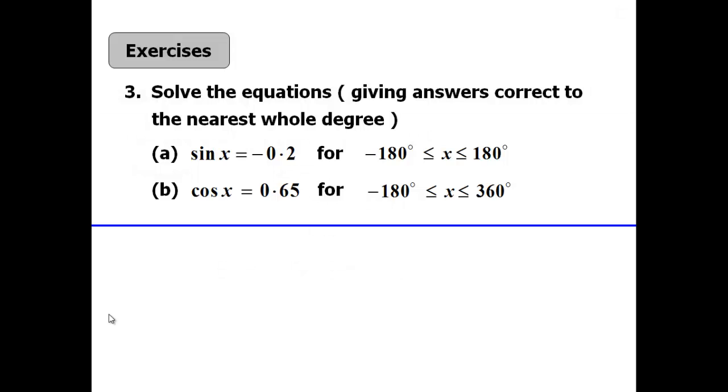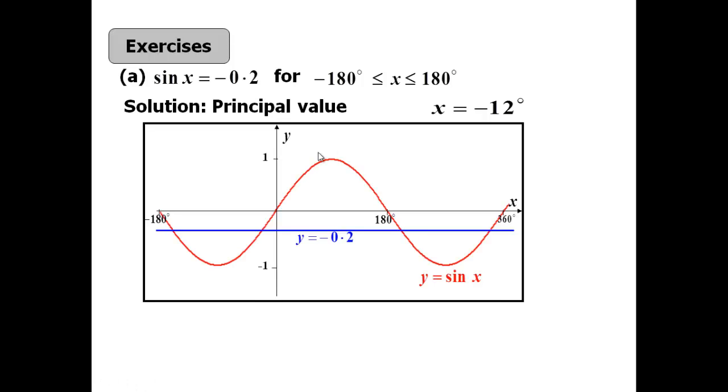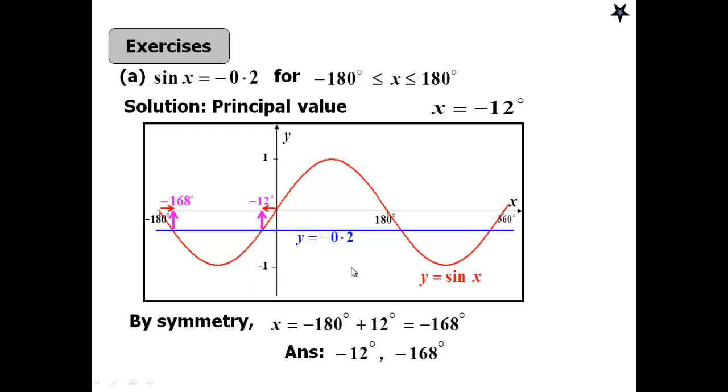Final question. We get a principal value of minus 12 degrees, which does fit into our interval. It's not hard to see using the graph symmetry what that angle there is. It's minus 168 degrees. And you can see that there's not actually any other values that fall between that interval.